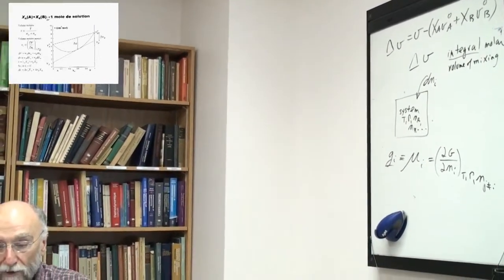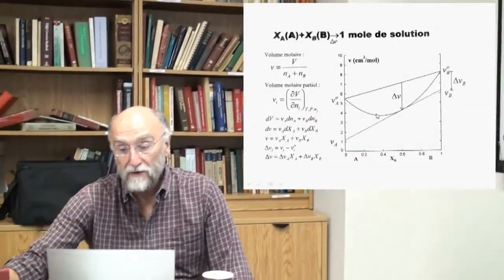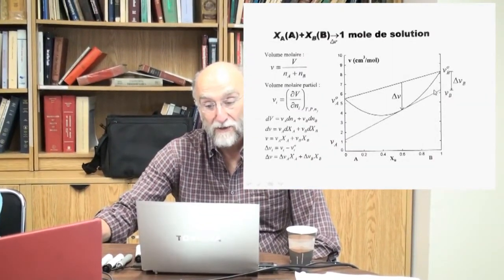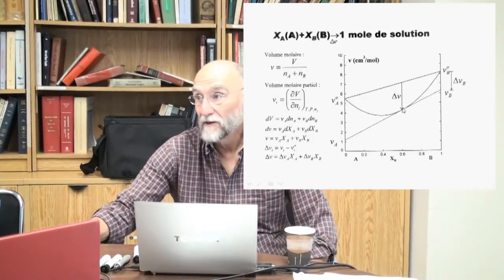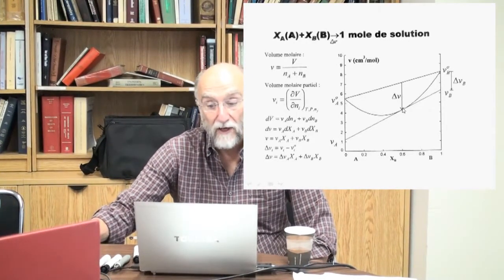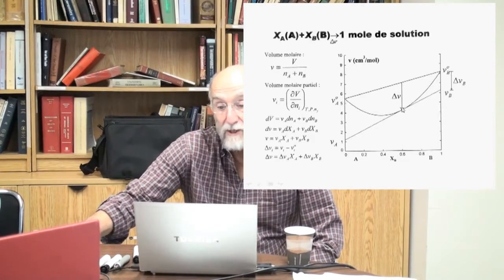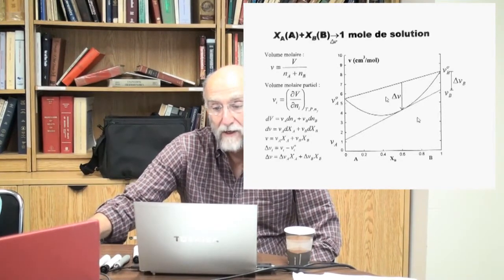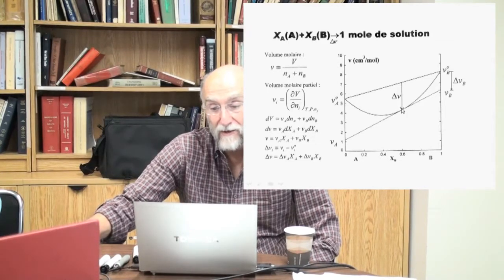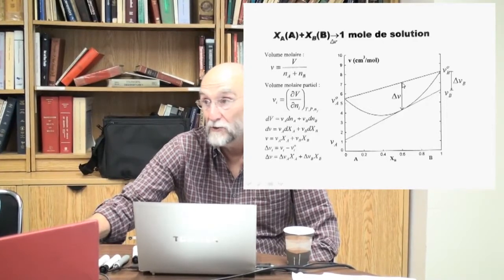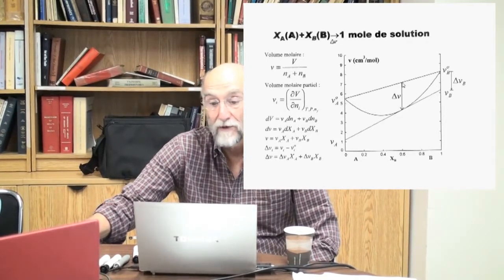Okay. So this curve here is V. This line here is XAVA plus XB VB, so this is delta V here. In this particular case, we see that delta V is negative, which means that the volume of the solution is less than the linear combination of the volumes of the pure materials in this hypothetical solution that I drew.